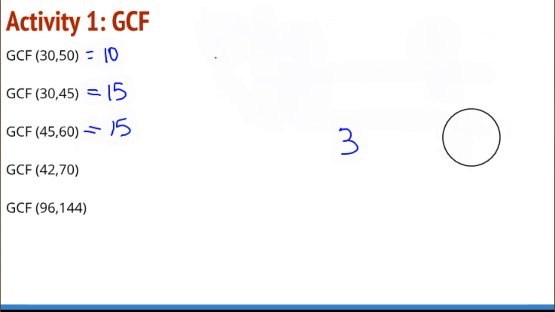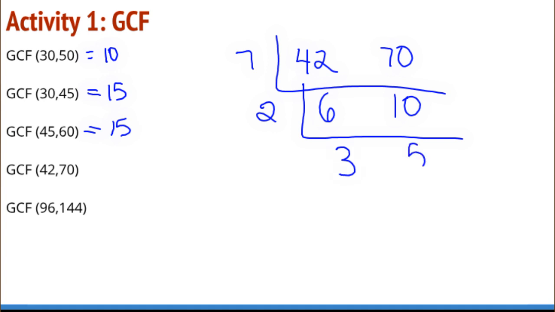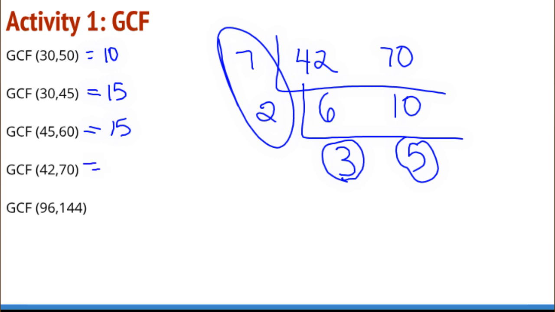All right, 42 and 70. And I think these are both multiples of 7, so I can divide out a 7, and I get 6 and 10. And I can divide both of those by 2, and I get 3 and 5. 3 and 5 are both prime, so nothing else in common. I've got 7 and 2 for a greatest common factor of 14.